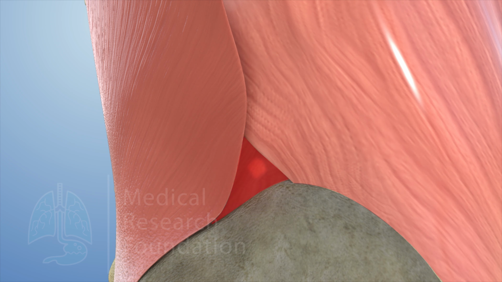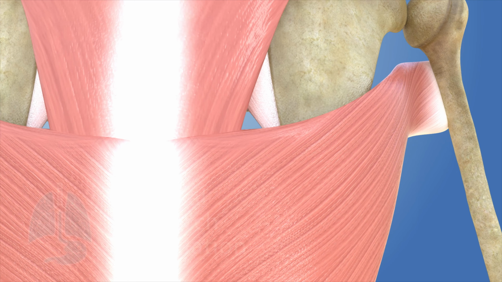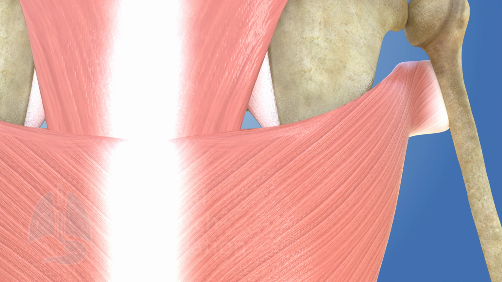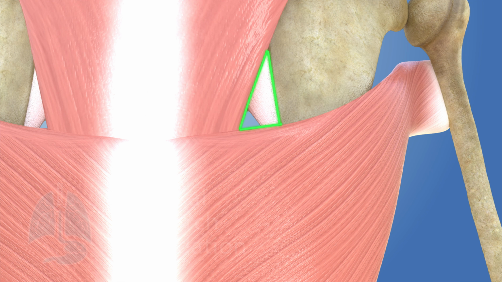Triangle of auscultation. Boundaries: medially by the lateral border of trapezius, laterally by the medial border of scapula and a part of the rhomboid major, below by the upper border of the latissimus dorsi.